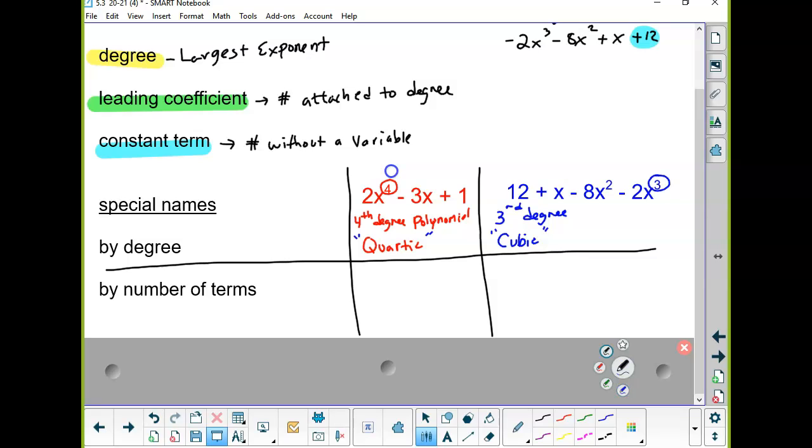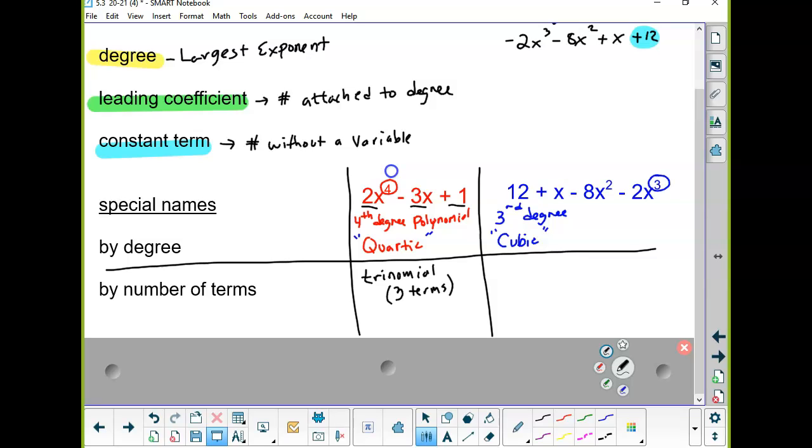But then it says it can also be classified by the number of terms. So when we talk about the number of terms, we just want to look at how many terms there are. There's 3 of them. So this would be considered a trinomial. Tri meaning 3 terms.